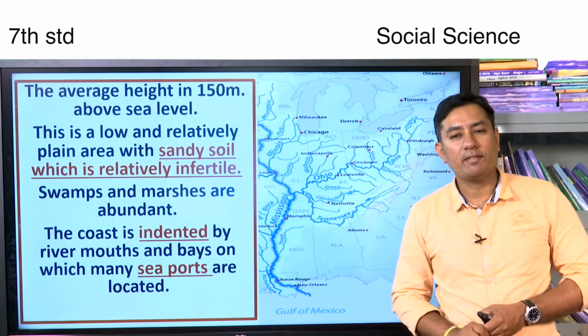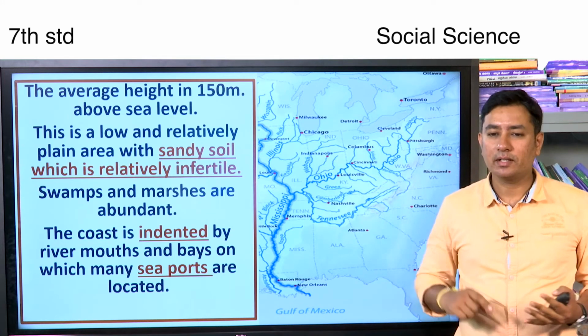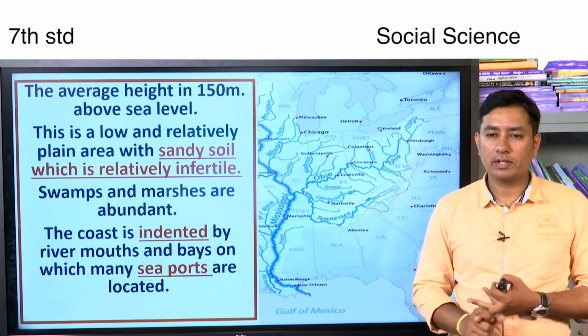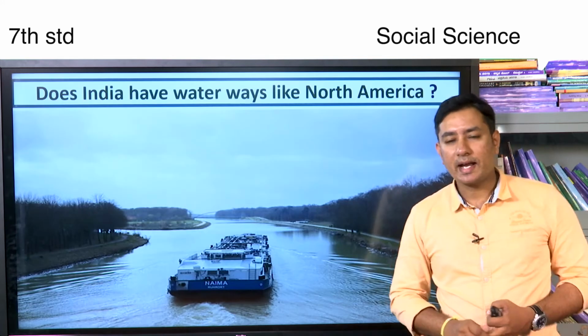Okay children, what have we learned so far? The physical features of the North American continent. First is the Western Cordillera, second is the Great Central Plain, third is the Appalachian Mountains, and fourth is the coastal area. I have a question.